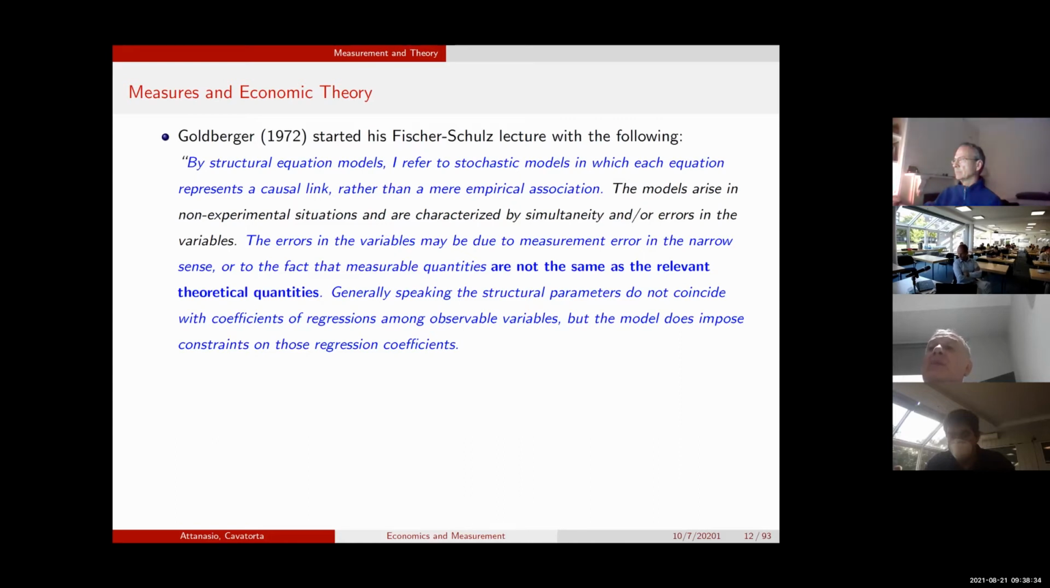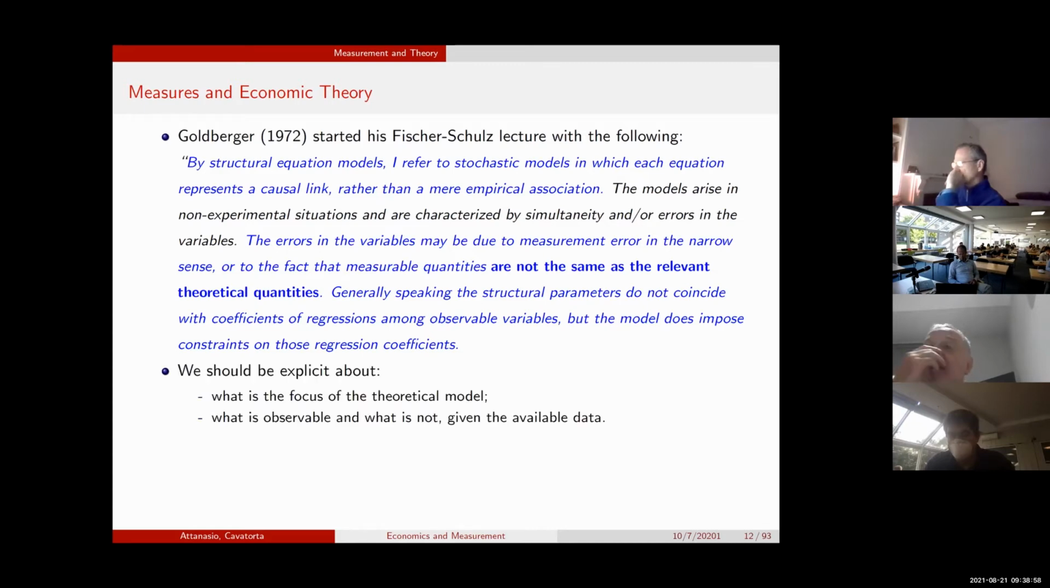Generally speaking, the structural parameters do not coincide with the coefficients of regressions among the observable variables, but the model does impose constraints on these regression coefficients. And then it goes on to discuss identification. And I really like this link between what we measure and how we measure and the identification problem that we often face when dealing with theoretical models and trying to bring them to data.